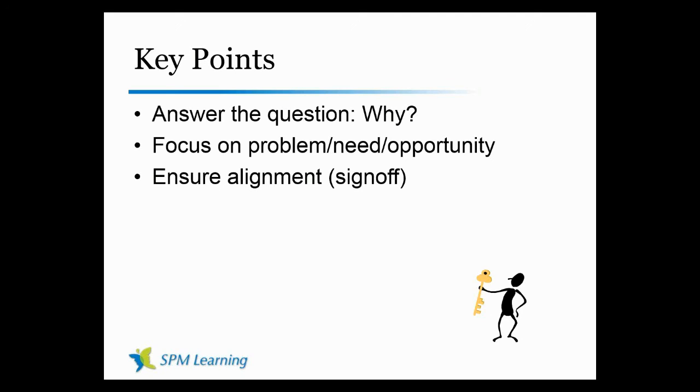And then finally, ensure alignment. Make sure that you, your team, the organization, and the product that you're going to be delivering from the project, the deliverable, are all in alignment so that we all get to that same place.